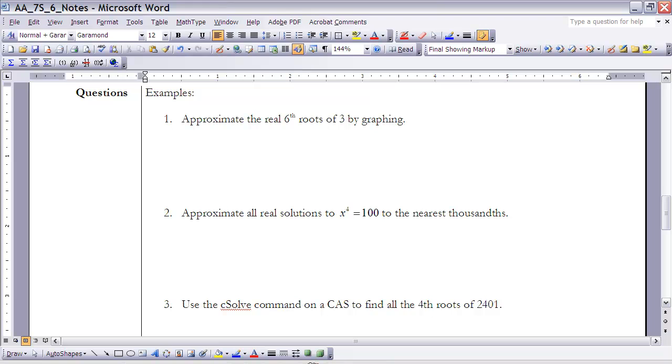So let's take a look at example 1 here. It says approximate the real sixth roots of 3 by graphing. To do that, we're going to graph two functions, y equals x to the sixth and y equals 3, and then find the intersection points of those two functions. So on your graphing calculator, why don't you do that at this time? Graph those two functions and then find the intersection points.